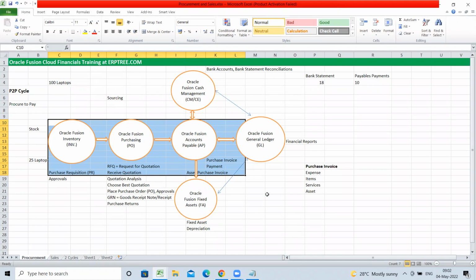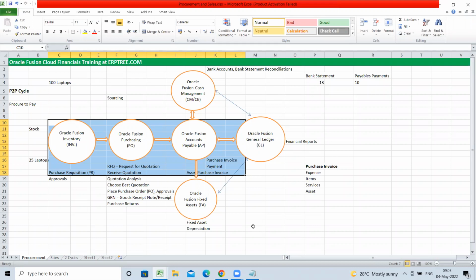cycle. And the same information we are sharing with fixed assets, cash management, and the common department. This is all just sharing. The real activities take place across these 3 departments. That means in the P2P cycle, the key departments are inventory, purchasing, and payables or accounts payable.